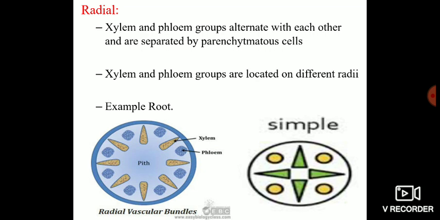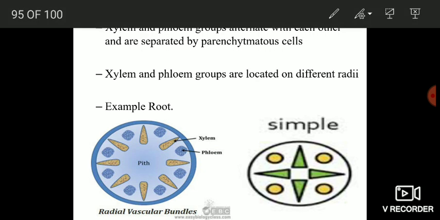In radial vascular bundles, the xylem and phloem groups alternate with each other and are separated by parenchymatous cells. Here you can see this is xylem, this is phloem, they alternate with each other and they are separated by these parenchymatous cells which lie in between the xylem and phloem groups. Or you can also say in radial vascular bundles, xylem and phloem groups are located on different radii. They are not located on the same radii.